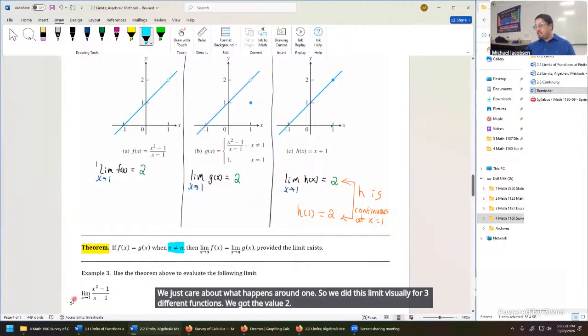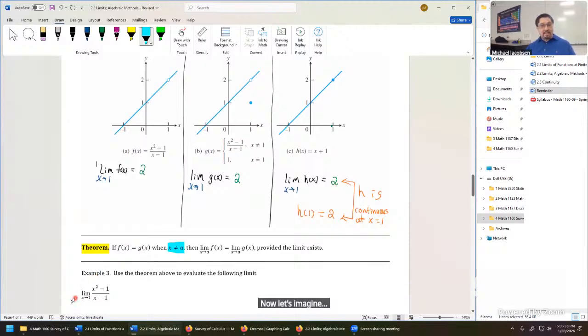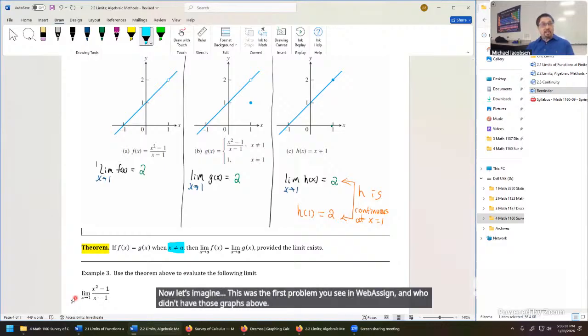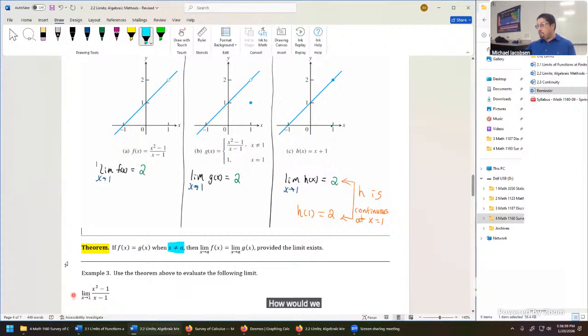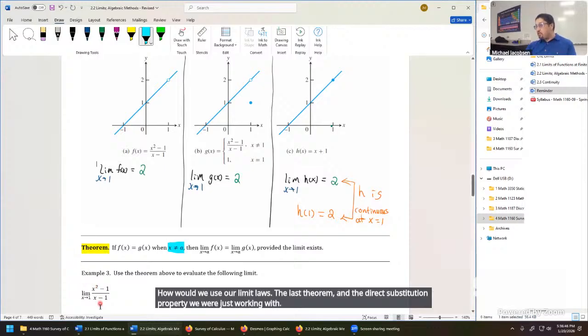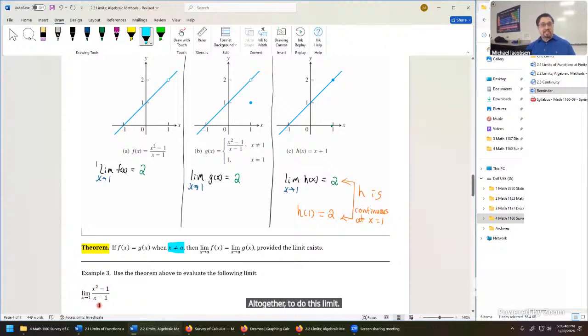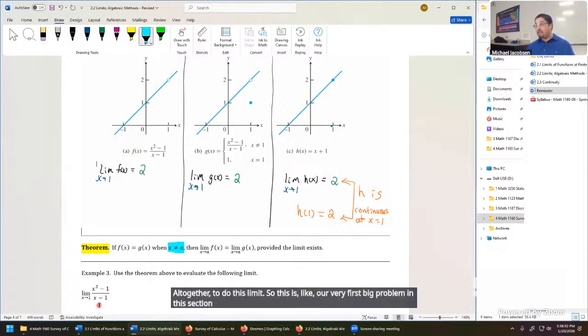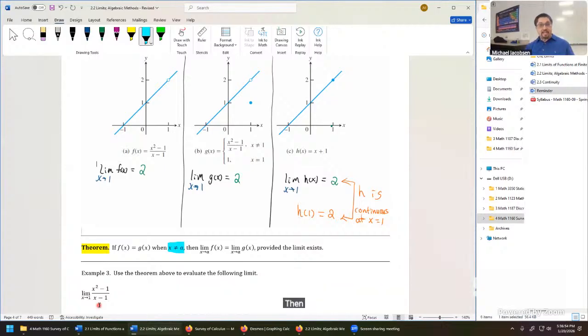Now let's imagine this was the first problem you see in WebAssign, and you didn't have those graphs above. How would we use our limit laws, the last theorem, and the direct substitution property we were just working with all together to do this limit? This is like our very first big problem in this section of notes. We'll do it carefully. Then we'll look at another class of related examples down the line in the notes.